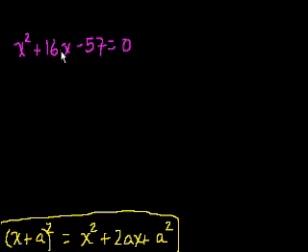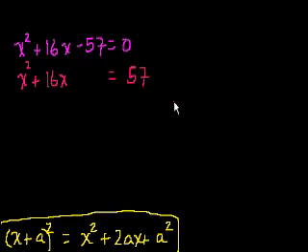So let's see. First of all, let's just check to make sure this isn't a perfect square. If this were, let's see, this coefficient would be equivalent to the 2a, right? So a would be 8, and then this would be 64. This is clearly not 64, so this right here is not a squared expression. So what can we do? Well, let me get rid of the 57 by adding 57 to both sides of this equation. So I would get x squared plus 16x is equal to 57. All I did is I added 57 to both sides of this equation.